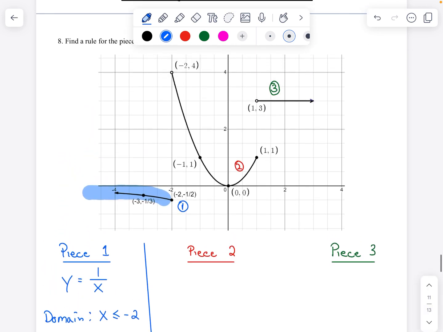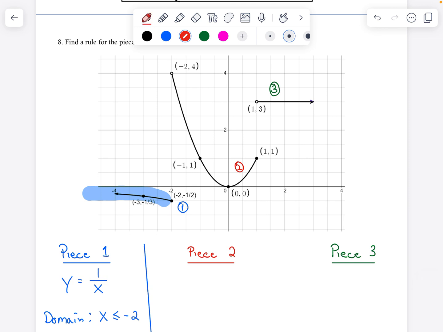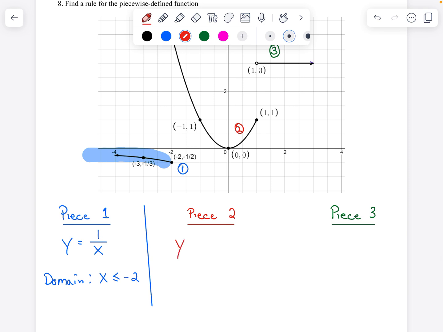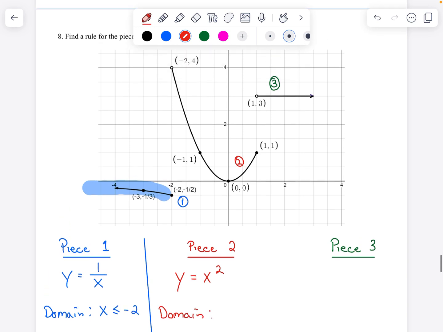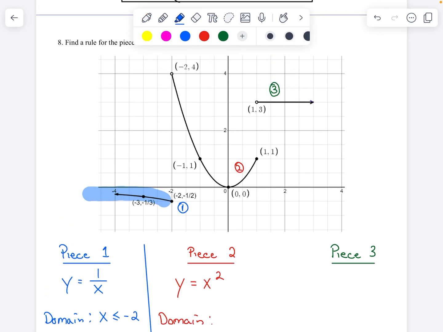Okay, for piece 2. Piece 2 is an example of the square function. y is equal to x squared. The square function has a domain with a lower bound at negative 2 and an upper bound at 1.